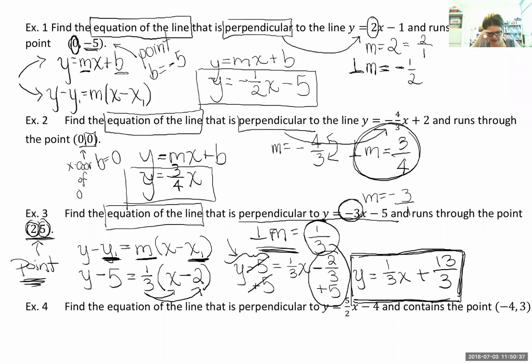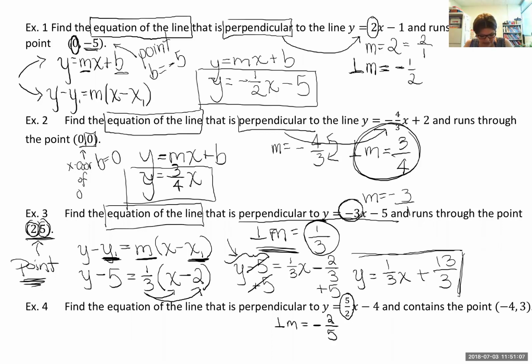Find the equation of the line that is perpendicular to y equals 5/2 x minus 4 and contains the point -4, 3. Can you guys see that? So once again, we know that if our line is perpendicular, its slope is going to be the opposite sign. This has a positive slope, so ours will be negative, and it's going to be a reciprocal, so it'll be -2/5. And I can see that the other piece of information I've been given is the point.